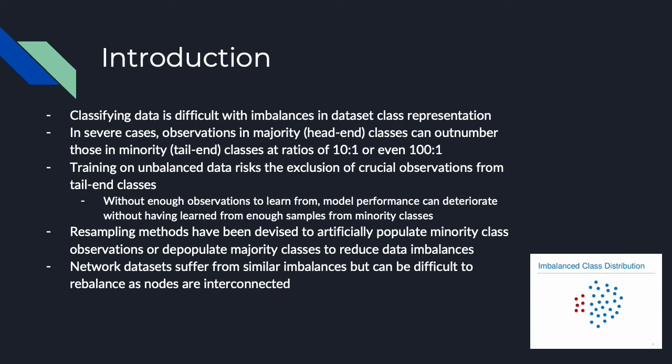Resampling has been shown to reduce class imbalances through artificially populating minority classes or decreasing majority class representation. Resampling with graph networks, however, is difficult to carry out as network observations are interconnected and not independent.